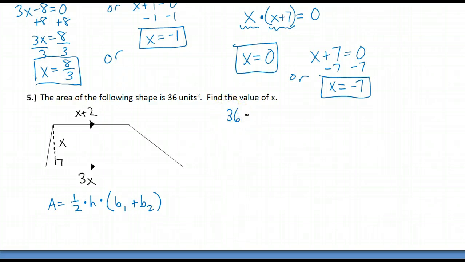So I need to plug in what I know into this formula. 36 is my area, equals 1/2 times my height, times base 1 is x plus 2, plus base 2 is 3x. At this point, I need to solve for x. To solve for x, I'm going to combine like terms inside my parentheses.